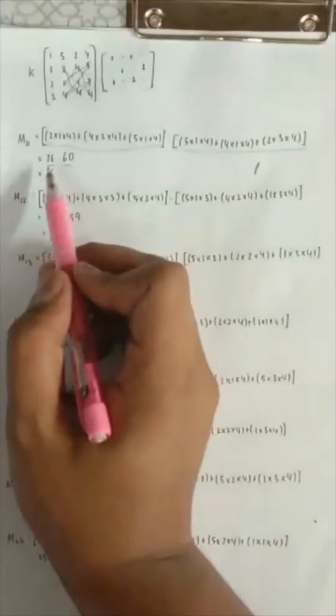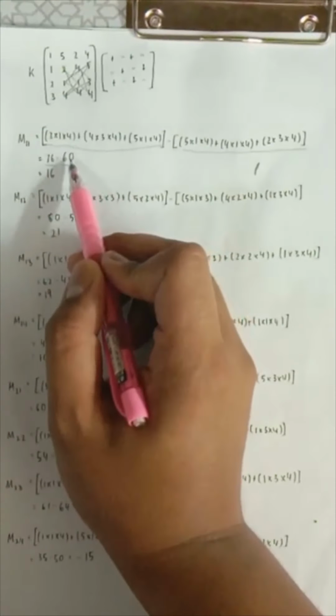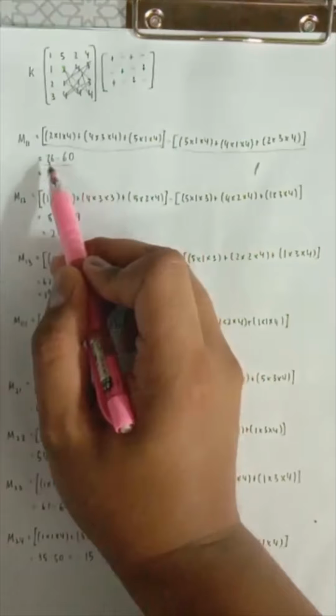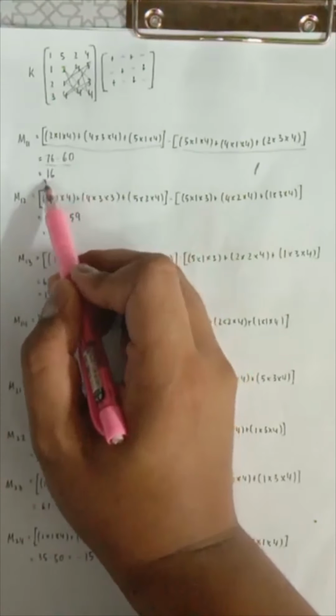So after that, the total of each multiplication and addition we got is 76 for this total and 60 for this total. We have to subtract both of them, and 76 minus 60, we got 16.